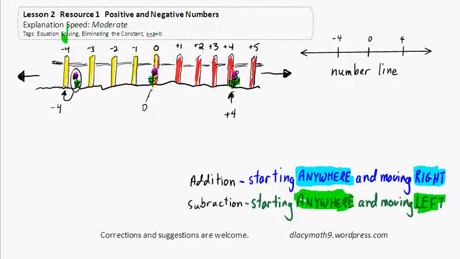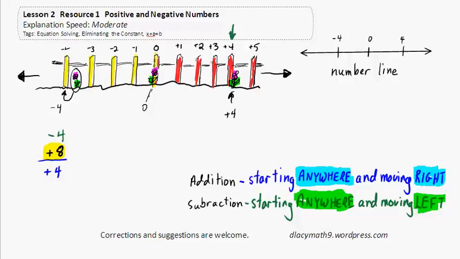Let's start here at -4 and move to the right 8. Let's add 8 to it. 1, 2, 3, 4, 5, 6, 7, 8. Here we are at +4. That tells me that -4 plus 8 is +4. Thinking of it another way, I have started with -4 and I have added +8 to it.